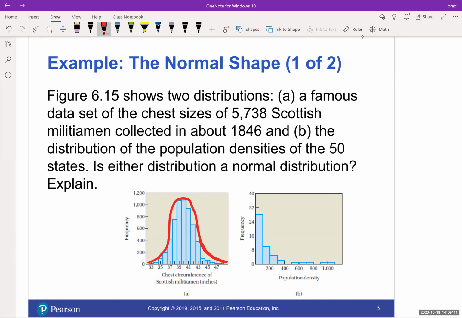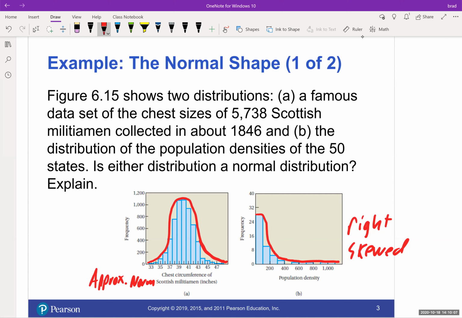it looks normal, right? Or approximately normal. We might say approximately normal. And this definitely is not, right? This would be right skewed. Okay, so this is from the previous chapter, we would talk about right skewed, right? So this one is approximately normal. It's not obviously perfectly symmetric.